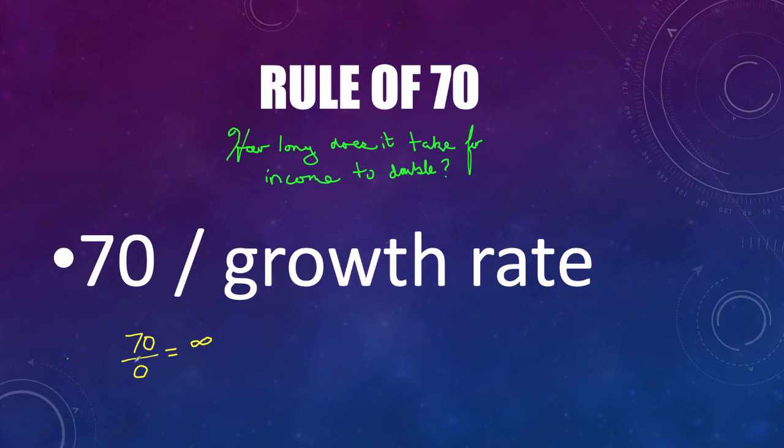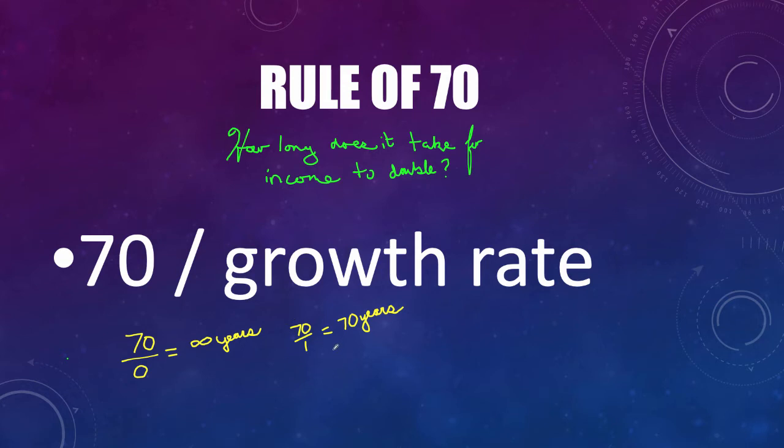So with 0 as your growth rate, it's going to take you infinity years to double your income. But let's say that your growth rate is, instead of 0, just 1%. Well, that tells you that 70 divided by 1, your income will double in 70 years. Now, 70 seems like a long time, but it's far less time than infinity. So even just a 1% change in the rate of growth can have an enormous impact.